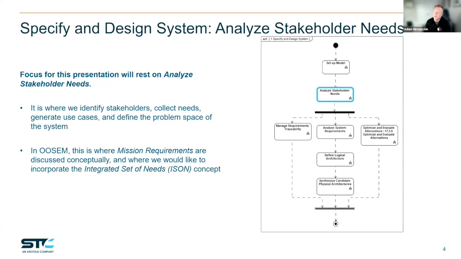And the area we'll focus on is mainly changes within analyze stakeholder needs. Within the method, this is where stakeholders are identified, needs collected, use cases are generated, measures of effectiveness are identified, and the problem space of the systems engineering effort is specified.